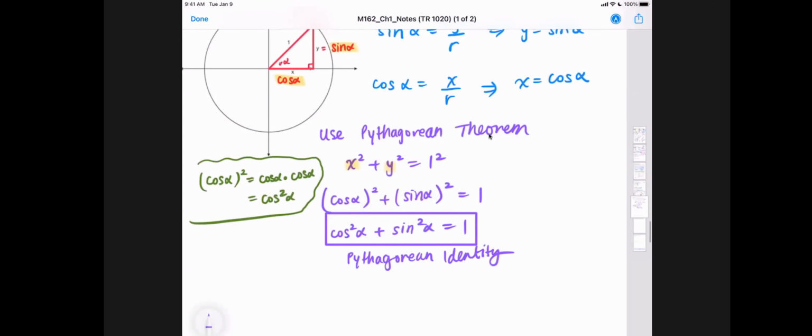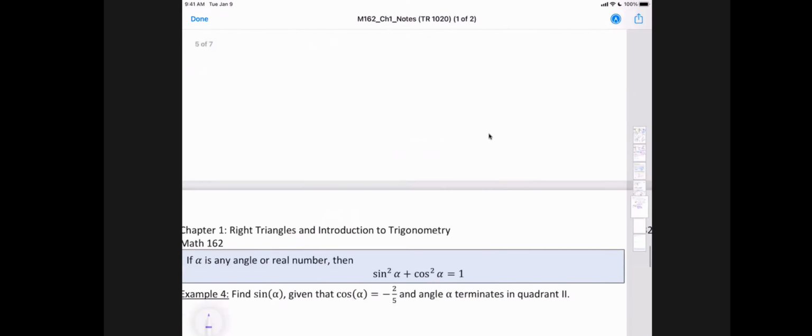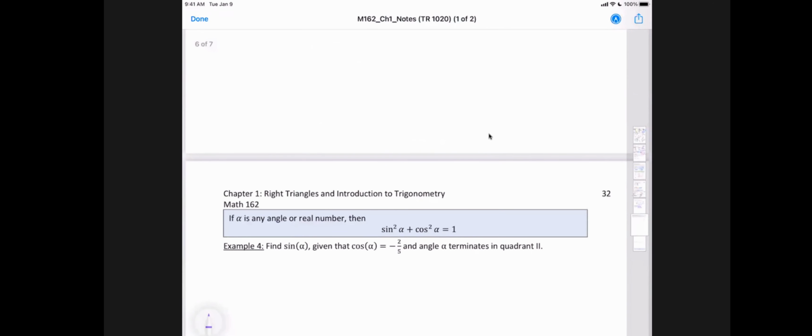Which is given on the next page. So right here, this is the identity in the box. It goes, if alpha is any angle or real number, then sine square alpha plus cosine square alpha is equal to 1. That's the Pythagorean identity.